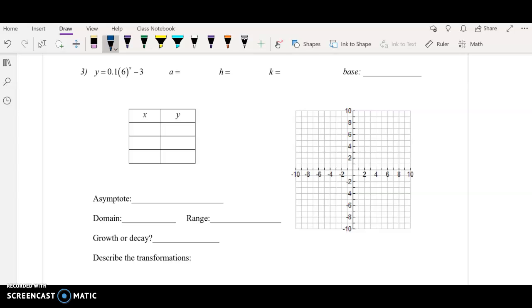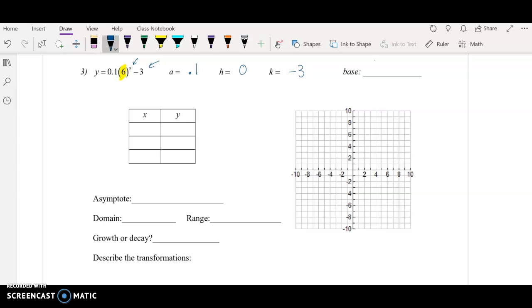Okay, so we're going to do one more example here together. Number 3, your A value here is going to be 0.1. Your H value, since there's nothing up here with the X, the H value is 0, meaning it's not moving left or right at all. Your K value is at the end there, and it's going to be -3. And your base for this one is going to be 6, because that's what's being raised to the exponent power.